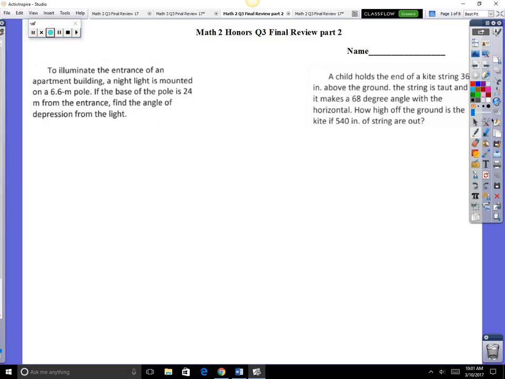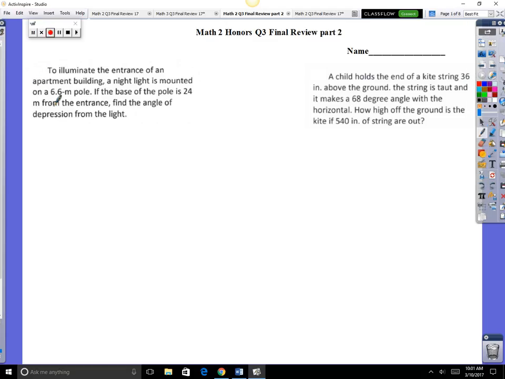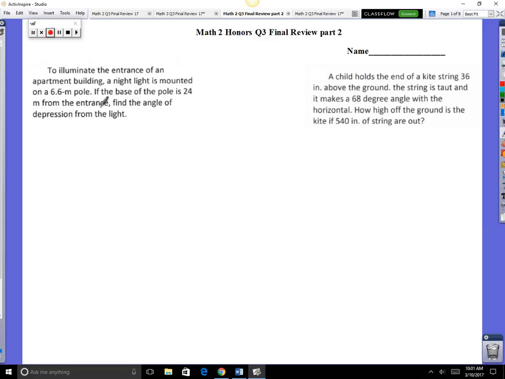You gotta draw your own picture according to the context of the story. Story number 1. To illuminate the entrance of an apartment building, a nightlight is mounted on a 6.6 meter pole. So we got a pole with some lights. The base of the pole is 24 meters from the entrance of an apartment building.